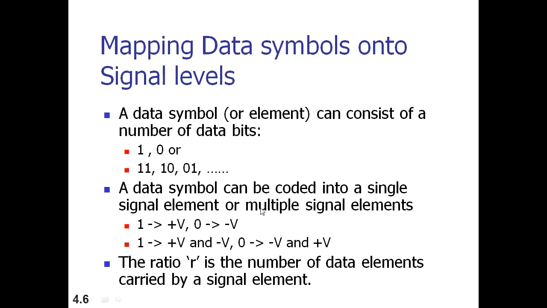The data symbol can be coded into a single signal element or multiple signal elements. Example, 1 can be represented as positive voltage and 0 can be represented as negative voltage. Sometimes your data value 1 can be represented as either positive voltage or negative voltage, or your 0 can be represented as negative voltage or positive voltage. The ratio small r is the number of data elements carried by a signal element.